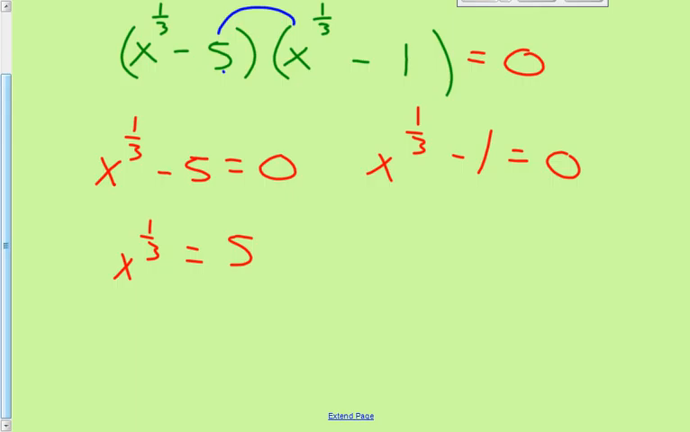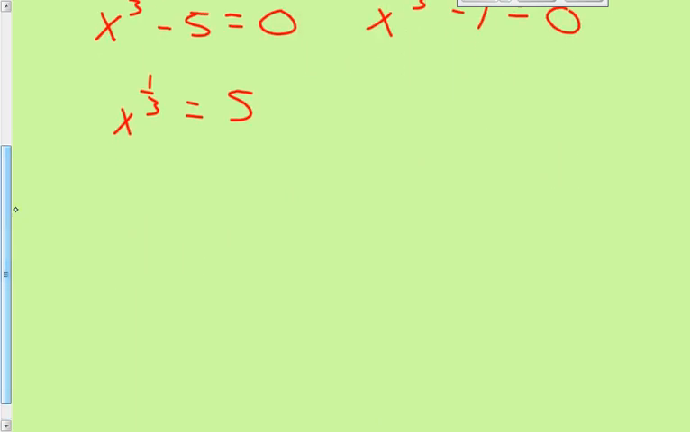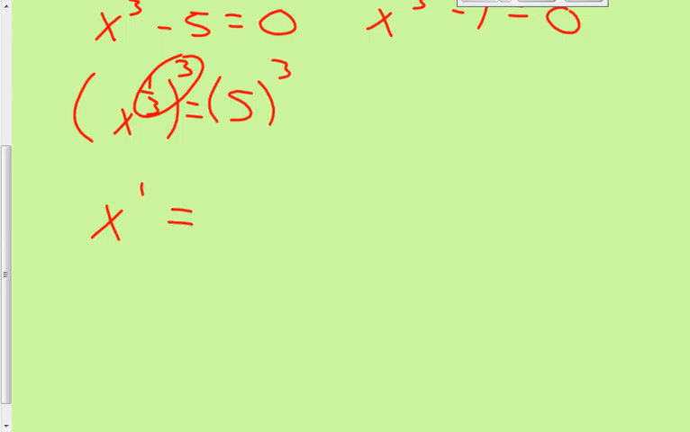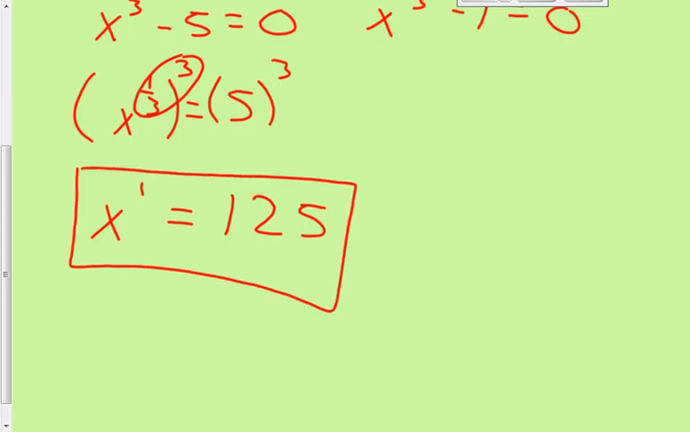Now we have to get x all by itself, so we have to get rid of this exponent of 1/3. So how do we get rid of that exponent? We've got to think about what's the multiplicative identity, which is 1/3 times 3 gives our identity of 1. When you have a power raised to a power, you multiply these, so you just get x raised to the first, which is what we want. If you cube the left side, you have to cube the right side. So 5 cubed, 5 times 5 times 5, is 125. There you have one of your answers.